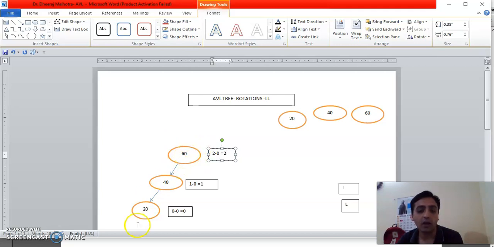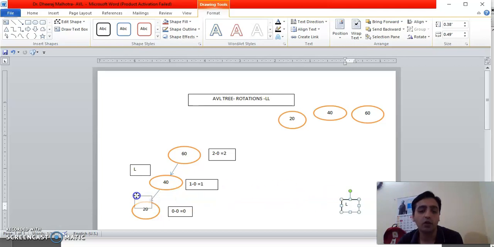And this is the newly inserted node 20. So what is the direction relationship? In order to reach from 60 to 20, we need to move from left to left. That's why we need to apply LL rotation. So this is the kind of rotation which we need to apply. I can write L and L, just for my own convenience. It's not necessary that you write it.